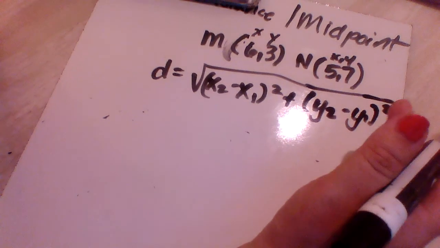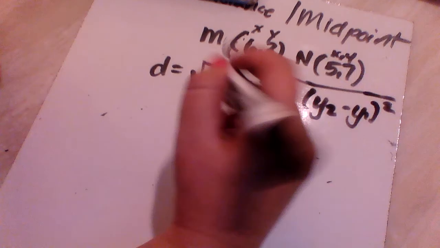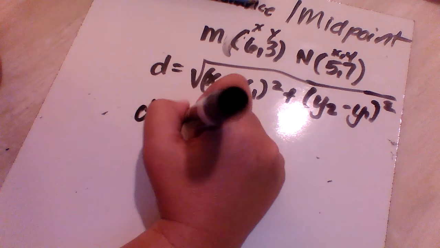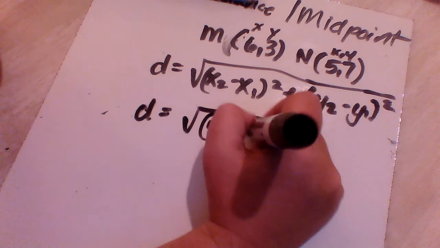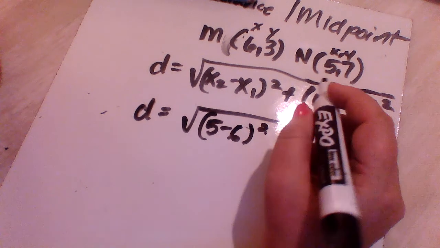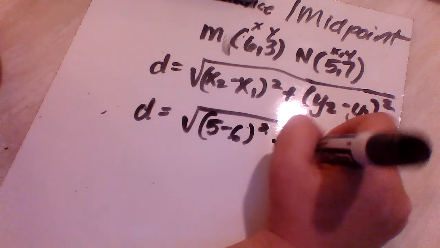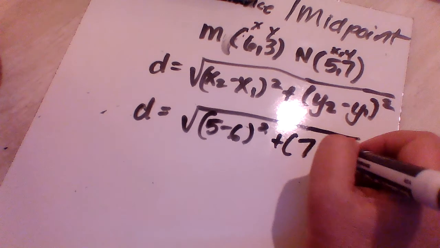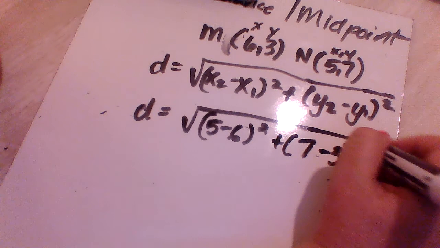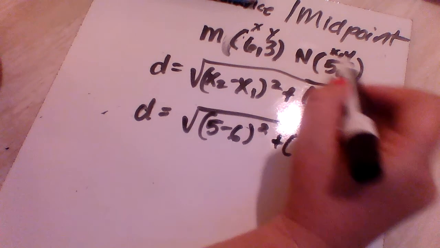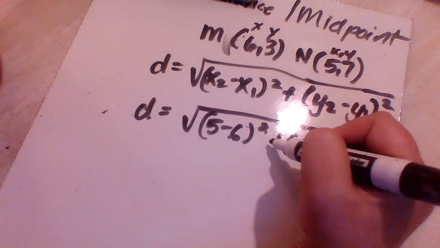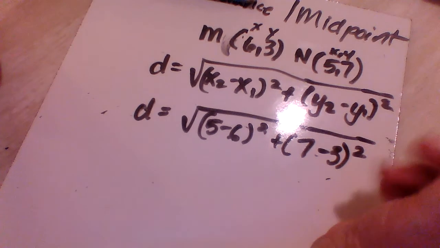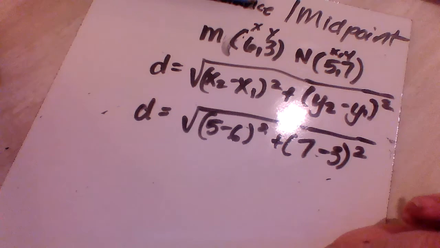So all we're going to do basically is just fill in our numbers. The distance is going to be equal to the square root of (5 minus 6) squared plus (7 minus 3) squared. So all we did is take these x coordinates, 5 minus 6, add 7 minus 3, and square both of those.